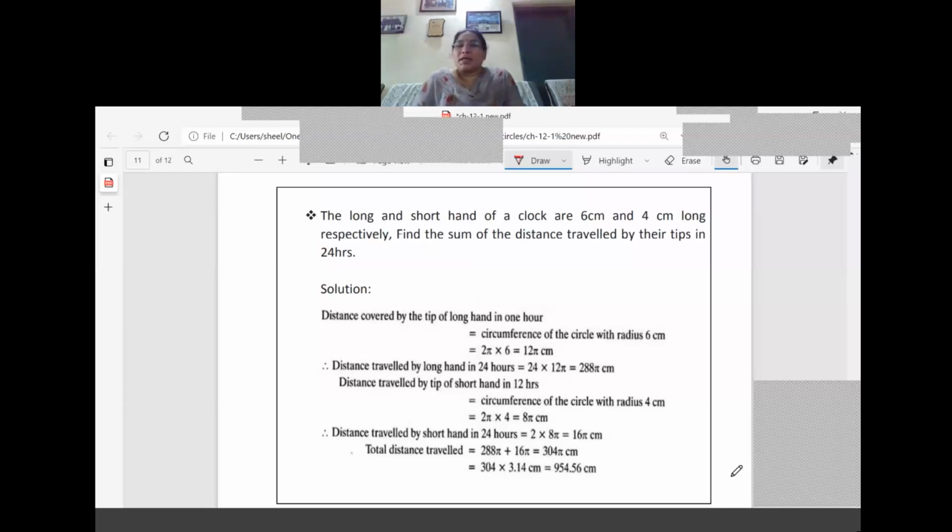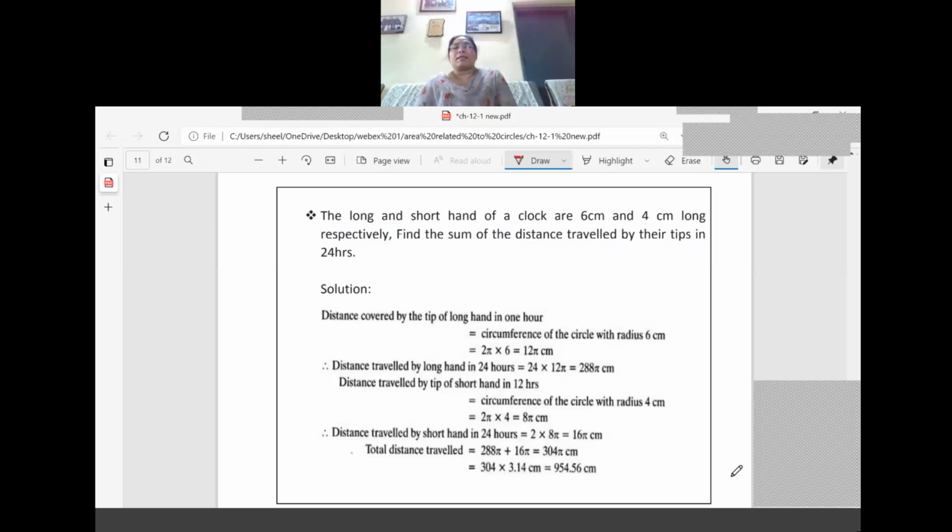The long and short hand of a clock are 6 centimeter and 4 centimeter long. Find the sum of the distance traveled by their tips in 24 hours. I know that you must know what is the long hand and what is the short hand in a clock. So distance covered by, see the steps now, all of you.